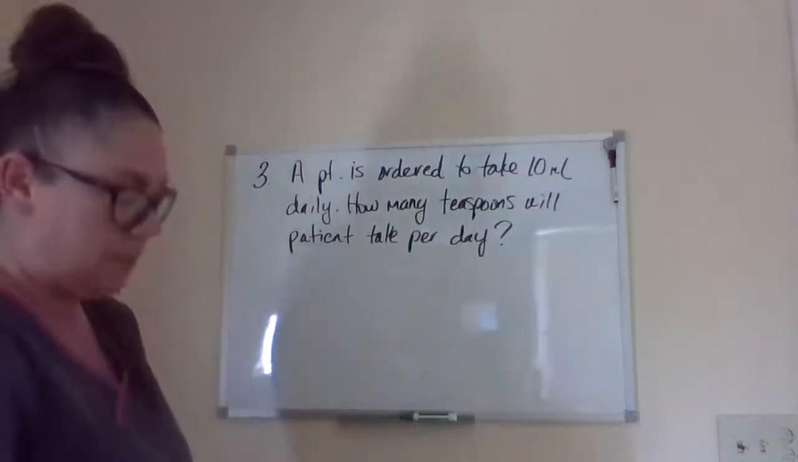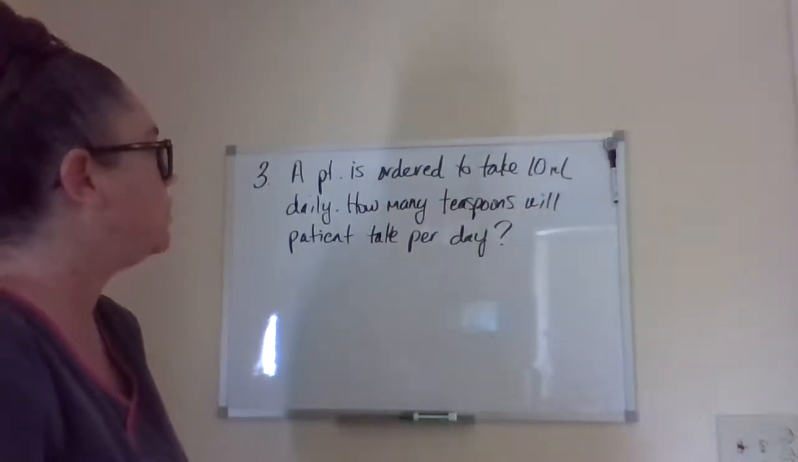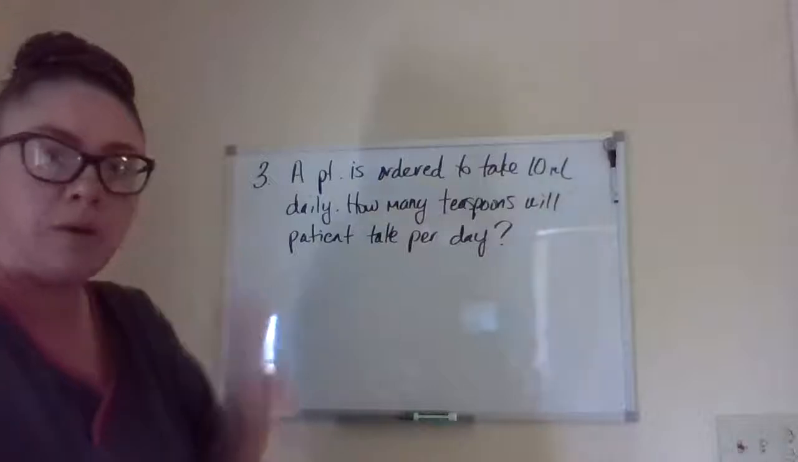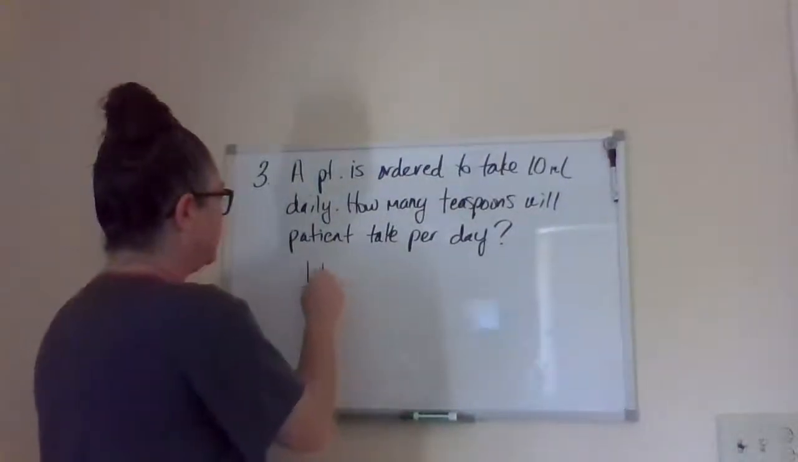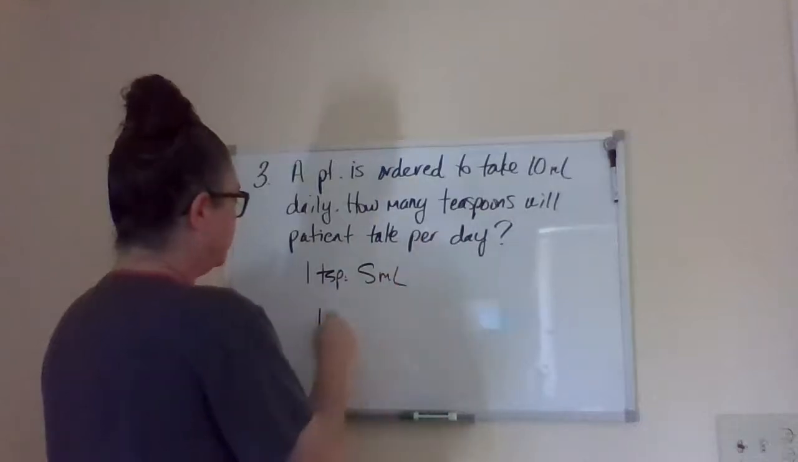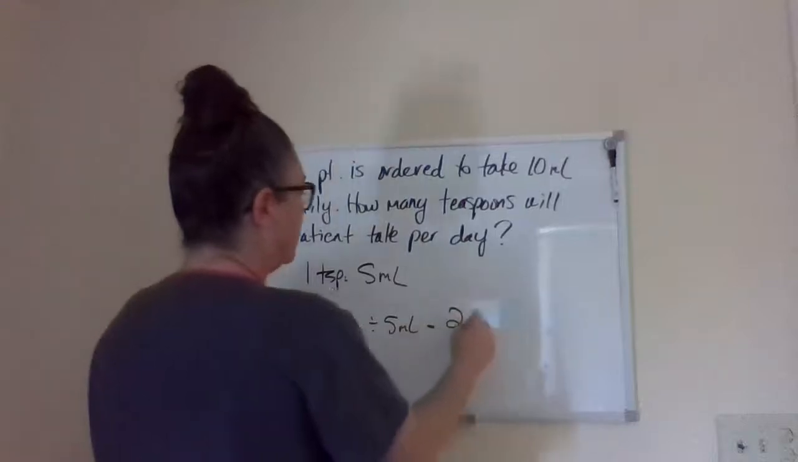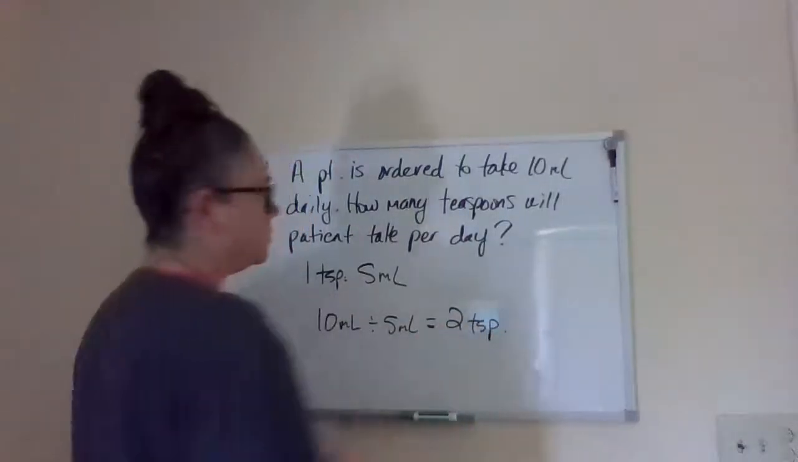This next one says a patient is ordered to take 10 mLs daily. How many teaspoons will the patient take per day? Teaspoons, we know 1 teaspoon is 5 mLs. So if they're taking 10 mLs, we're going to divide by 5, and they're taking a total of 2 teaspoons daily.